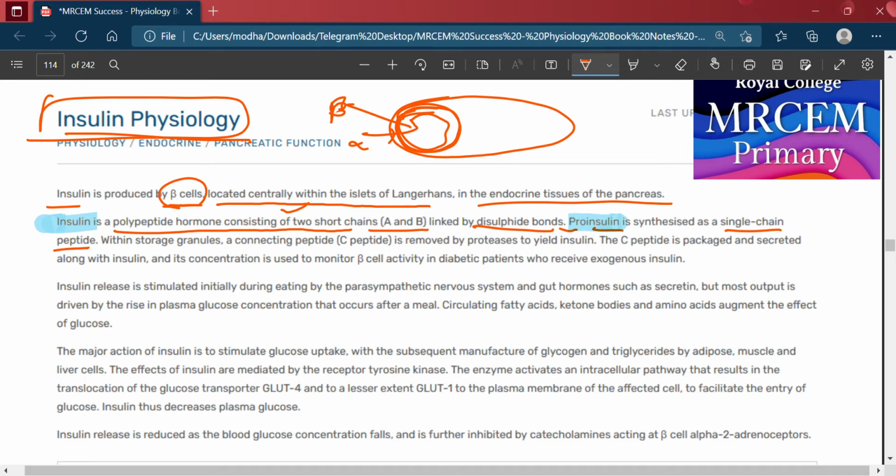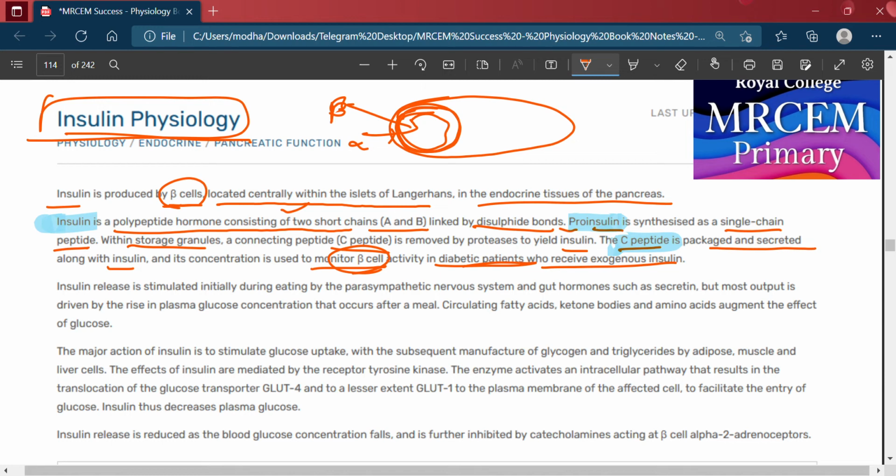Okay, within storage granules, the connecting peptide, C-peptide, is removed by protease to yield insulin. The C-peptide is packaged and secreted along with the insulin, and its concentration is used to monitor beta cell activity in diabetic patients who receive exogenous insulin.